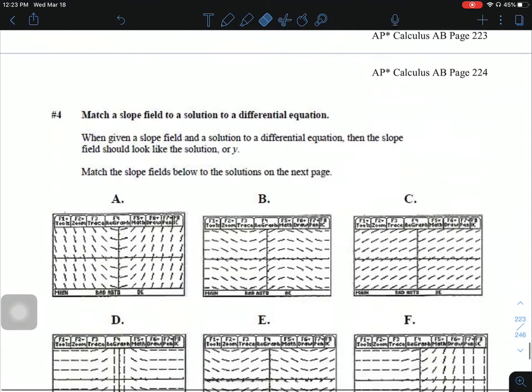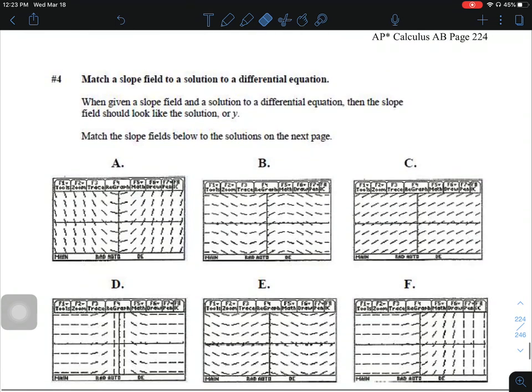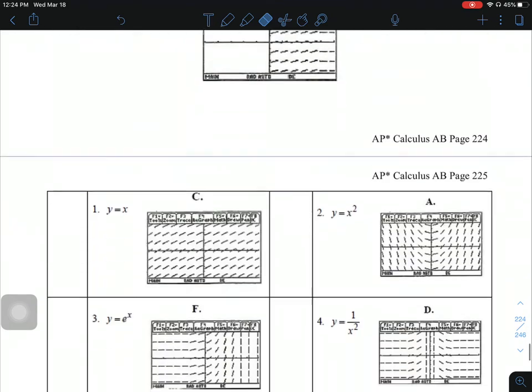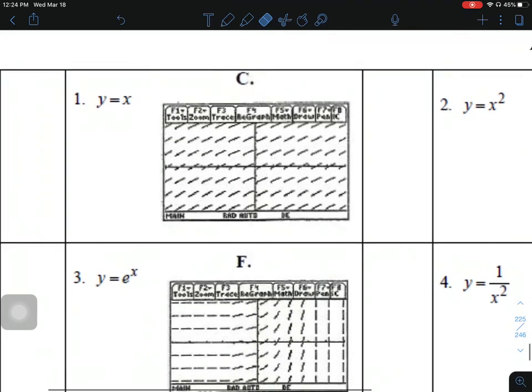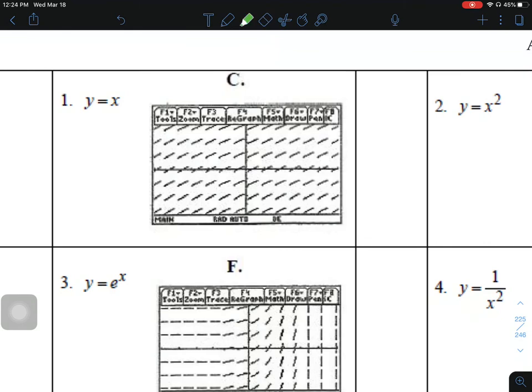There you go. For number 4, we are supposed to match a slope field to a solution to a differential equation. So we have solutions. We are matching solutions, not differentials. When given a slope field and a solution to a differential equation, then the slope field should look like the solution y. So I've already taken the liberty of matching these together. There's no work to do for this.